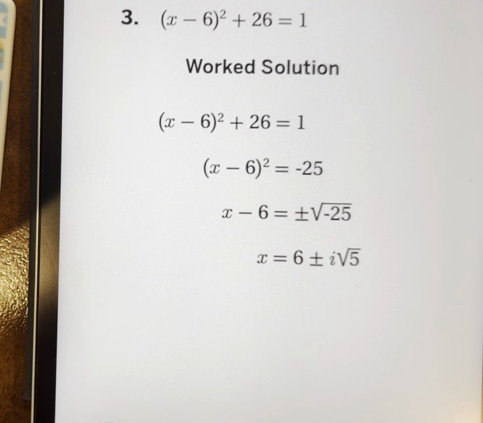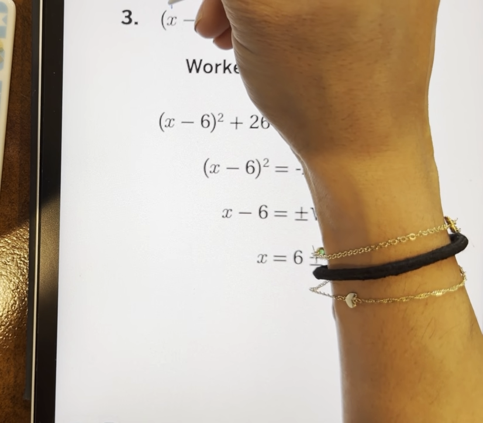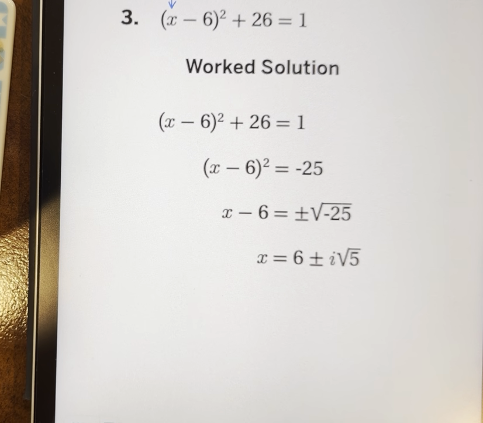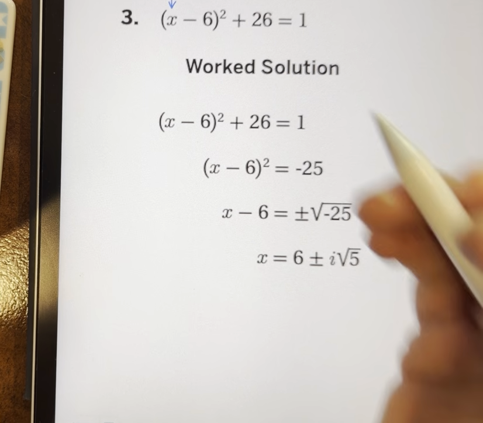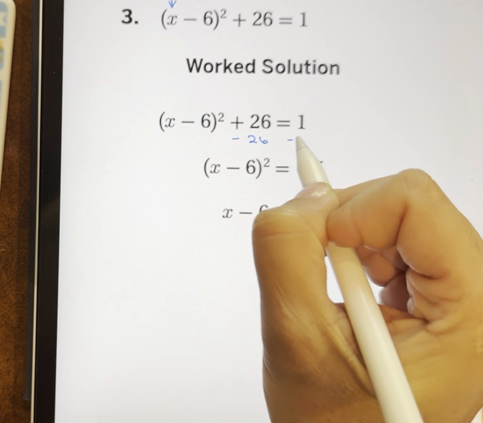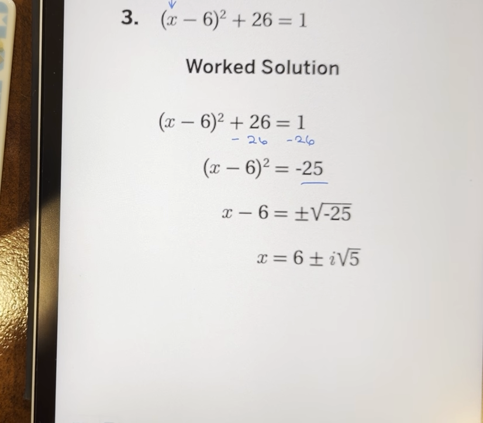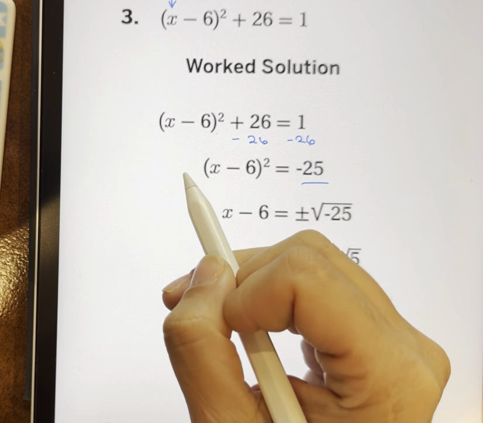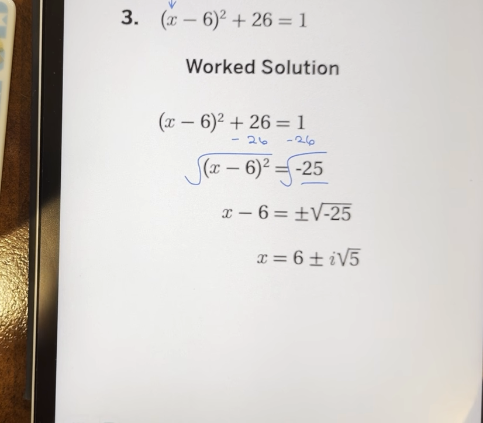Okay, let's see what happened here. Here they decided to take this uncomplicated x, get rid of the crowd, and have x to themselves. So they subtracted the 26 from both sides, and they got negative 25. That looks good. Then they decided to square root both sides to get this. That looks good.